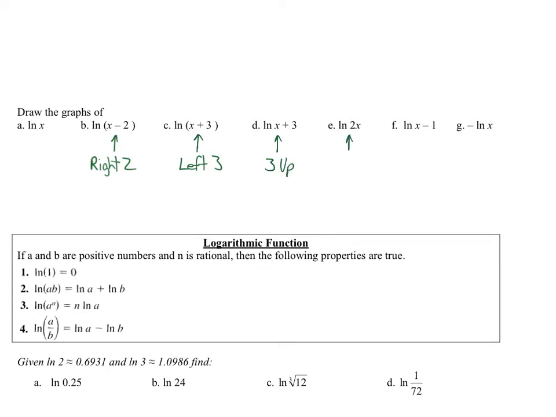What about ln of 2x? Compression by 2? No, that makes no sense. It's stretched by 1/2. Okay, it's compressed by a factor of 2, or it's stretched by a factor of 1/2. It's a horizontal shrink, right? So horizontal compression. I like to say it just halves its width.